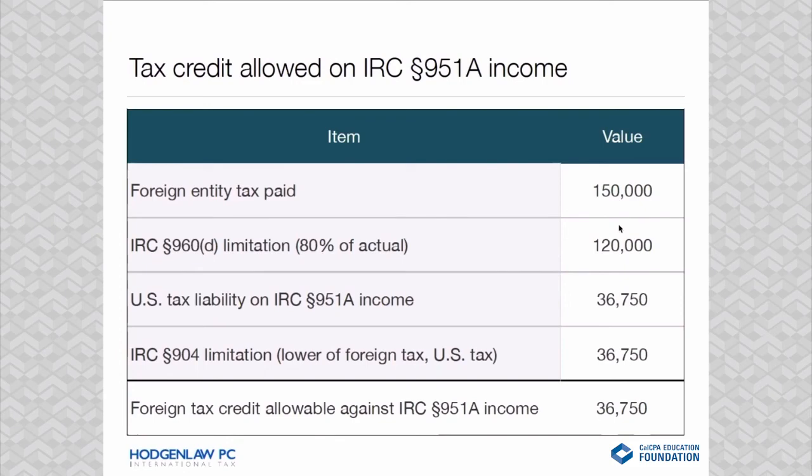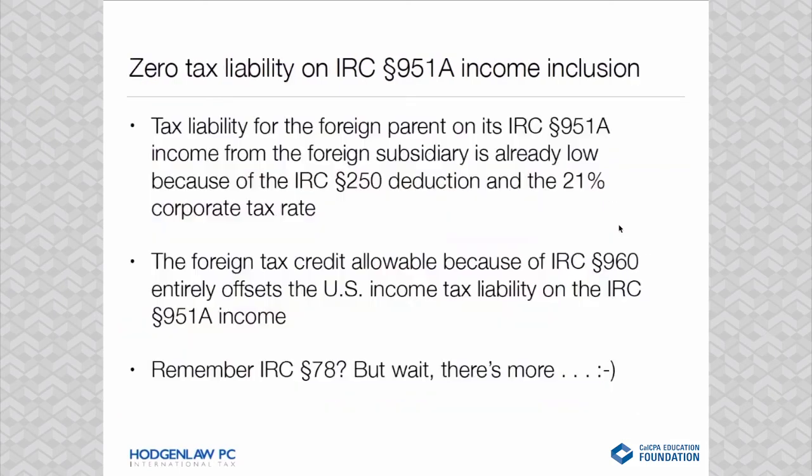We will compare the 120, I should say, against the 36,000, which is the actual U.S. tax liability paid of 36,750. Section 904 says take the lower of those two as the allowable foreign tax credit under Section 901. So our allowable foreign tax credit is $36,750. Not so coincidentally, the exact precise amount of tax liability that we have on the Section 951(a) income. Net tax liability is 0 on the Section 951(a) income.